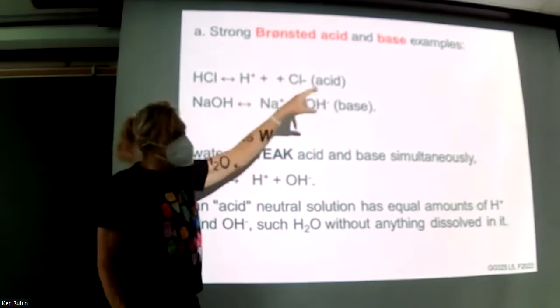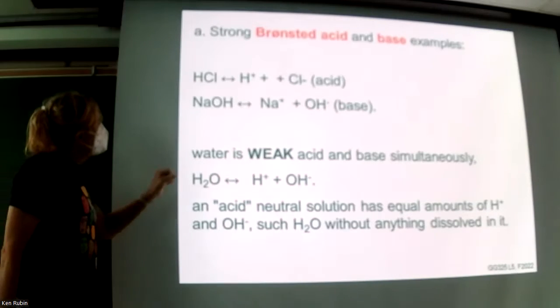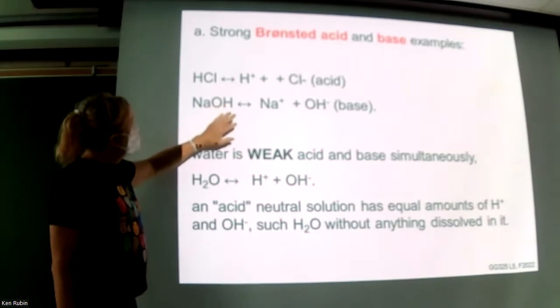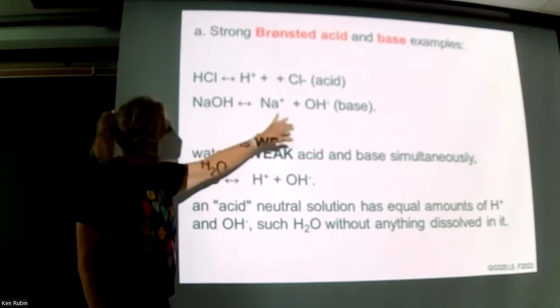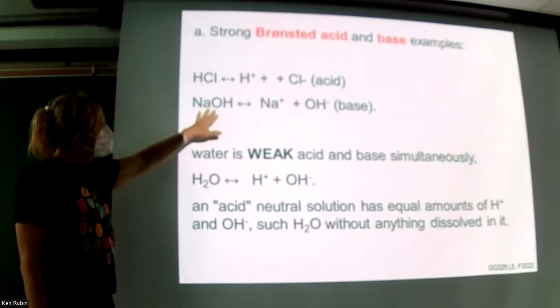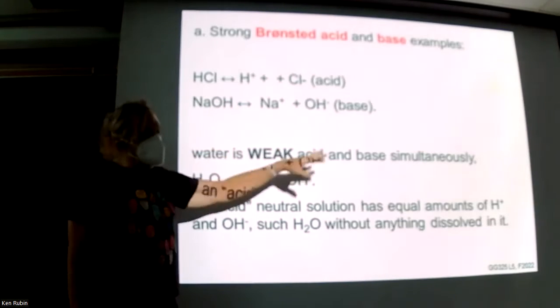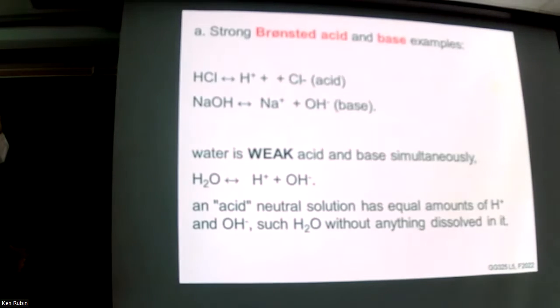And I haven't put the little aqs, the aqueouses after those, but these are all aqueous. And we get none of this left, right? Basically, every bit that we put in here dissociates up to some very high amount. You can saturate the solution and get it to the point where it can take no more. But pretty much every molecule that dissolves breaks apart. So that's why we call it a strong acid or strong base.